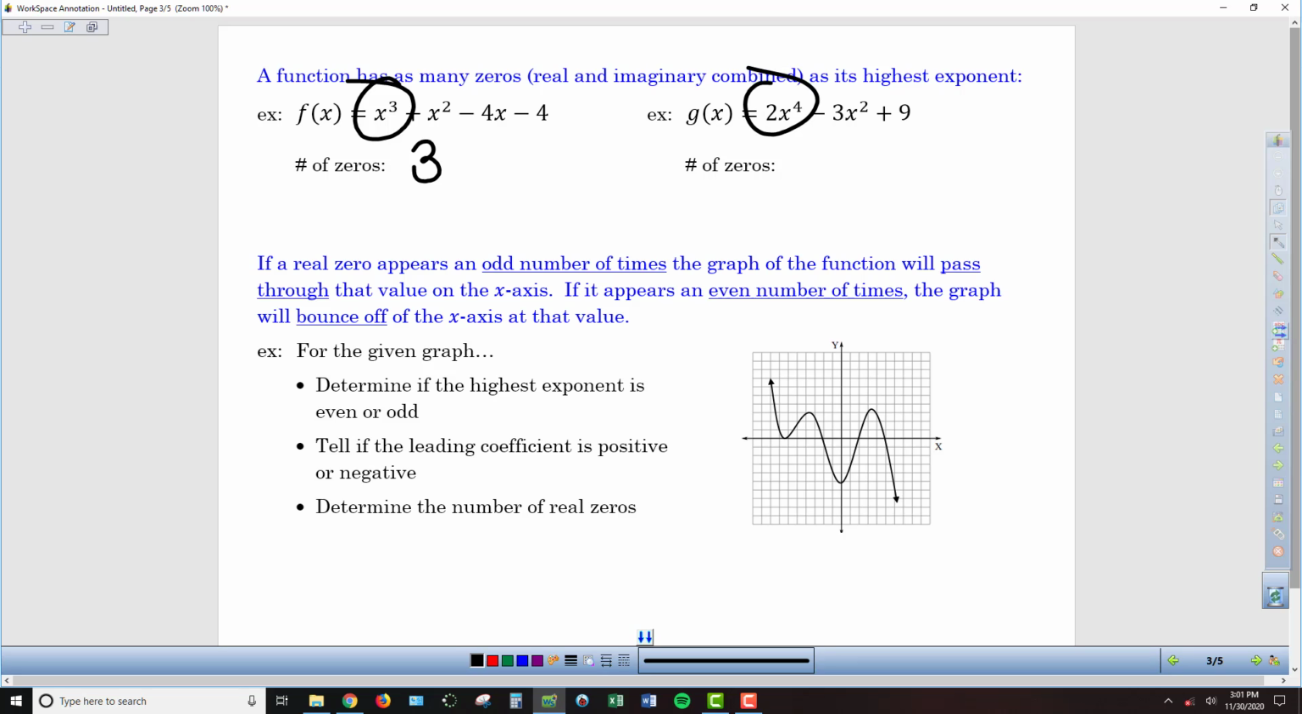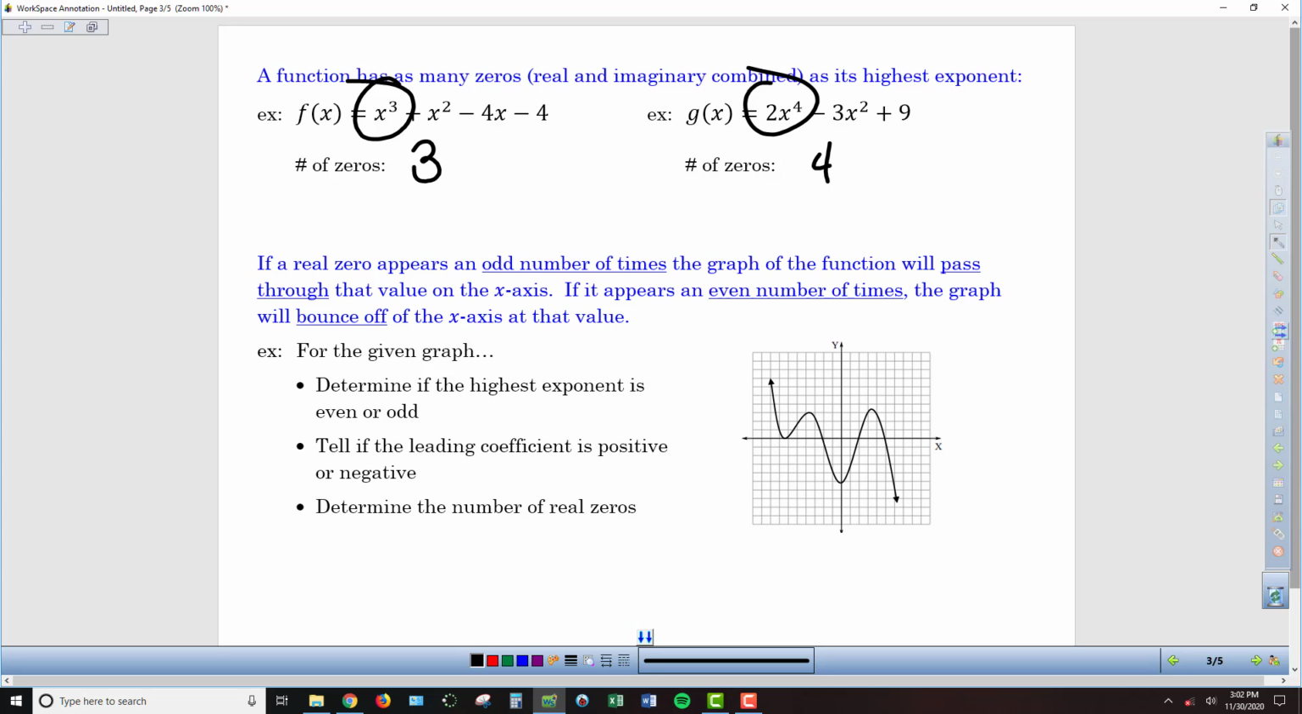In the second example, we've got 4 as the highest exponent. Again, I'm ignoring the leading coefficient in this case, I'm just concentrating on the highest exponent, so I'm going to have 4 zeros. There are 4 numbers that when plugged in for x will result in 0 as an output. So a function always has as many zeros as whatever the highest exponent is.